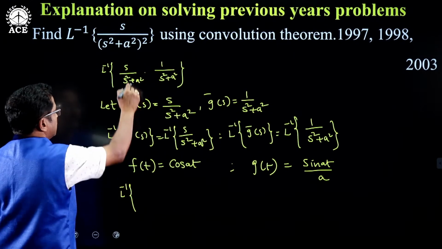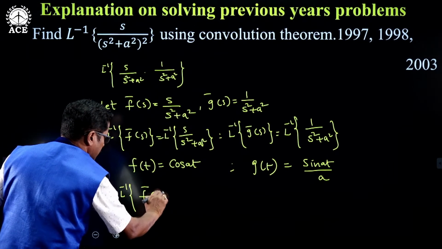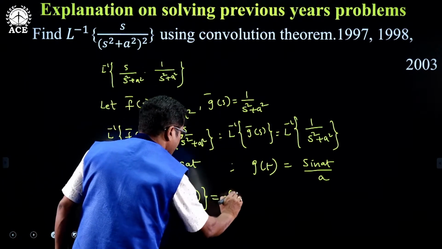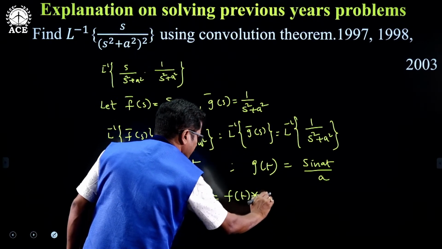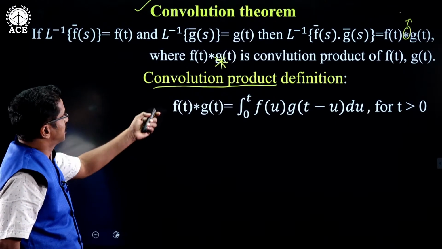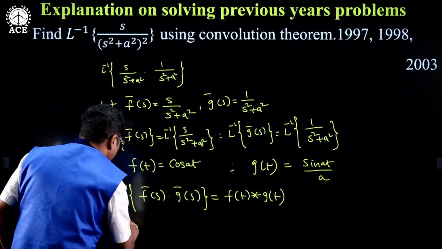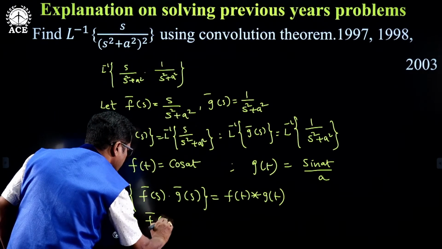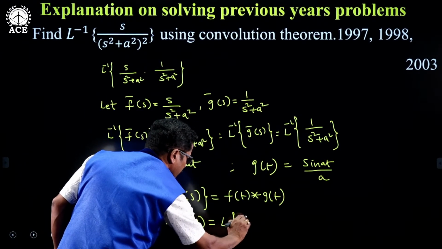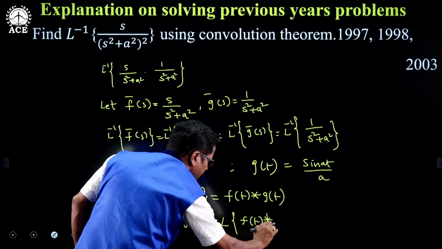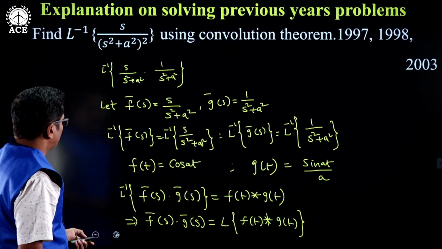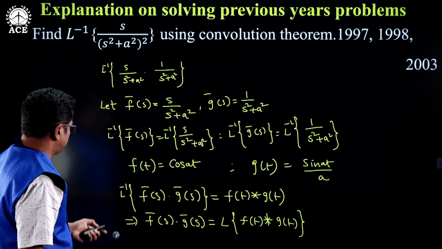Now, L inverse of f bar of s dot g bar of s is equal to f of t star g of t. By the convolution theorem we have this. So from this we write f bar of s dot g bar of s equals L of f of t star g of t. You can also write it like this. Now I am going to apply that.